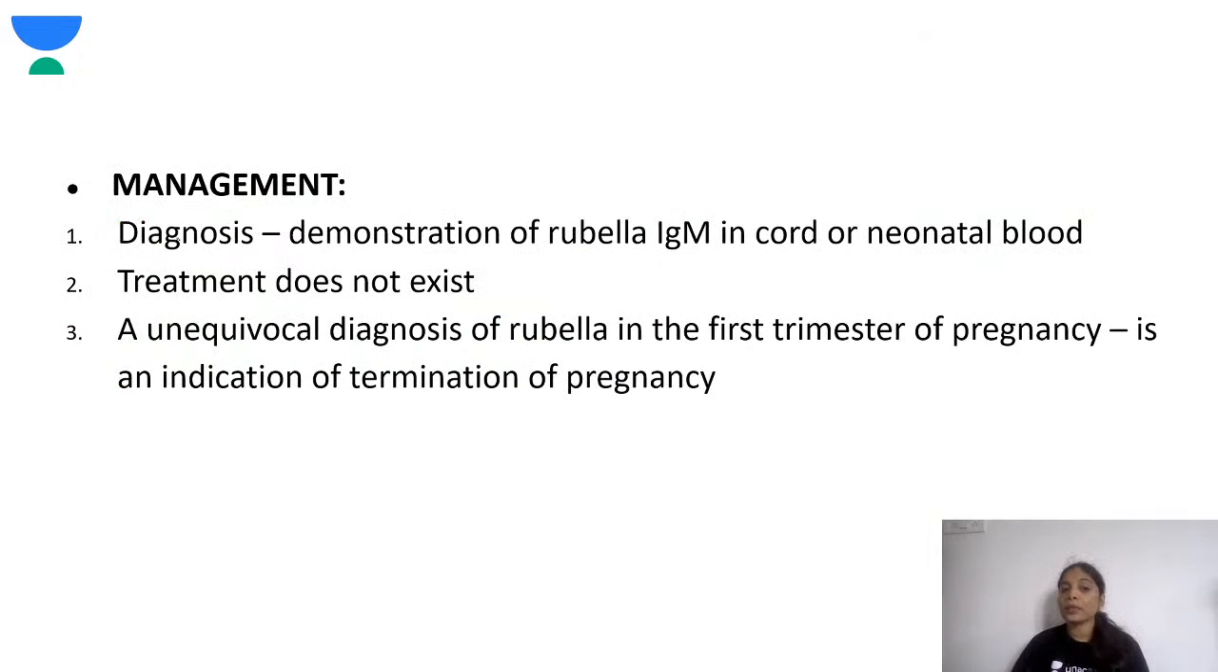When a child is born, maybe at birth you were not able to detect it. Eventually you observe and examine this child. This child could have IUGR, hepatosplenomegaly, and certain purpurae. At that time you would want to get a diagnosis. If you demonstrate the presence of rubella IgM in the cord blood or in the neonatal blood, then you clinch the diagnosis of congenital rubella syndrome. There is no treatment for congenital rubella syndrome.